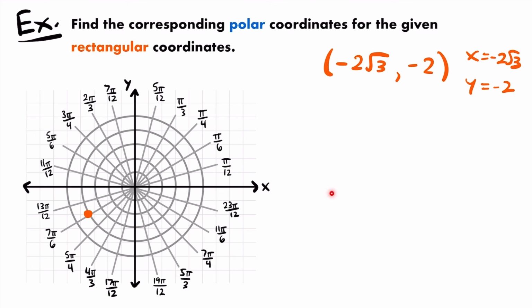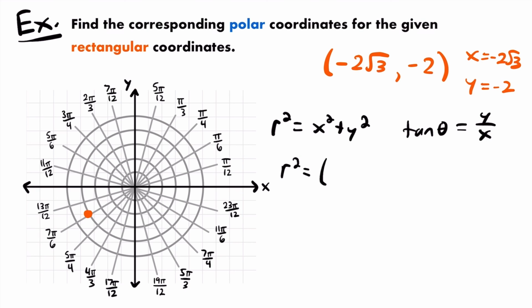All right, and so now let's use our x value and our y value to convert these rectangular coordinates to polar coordinates. And so let's use those two equations. We have r squared is equal to x squared plus y squared, and tangent theta is equal to y divided by x. And so if we plug in our values, we'll have r squared is equal to (-2 times the square root of 3) squared plus (-2) squared, and then we'll have tangent theta is equal to -2 divided by -2 times the square root of 3.